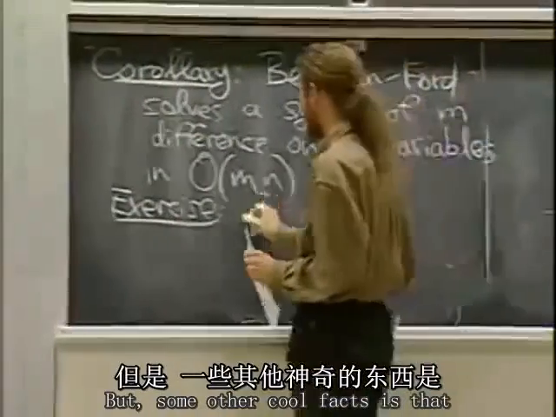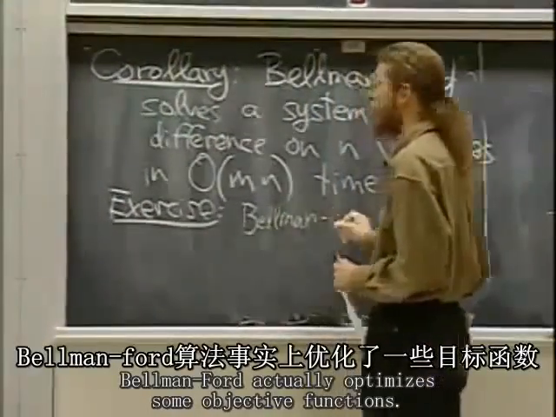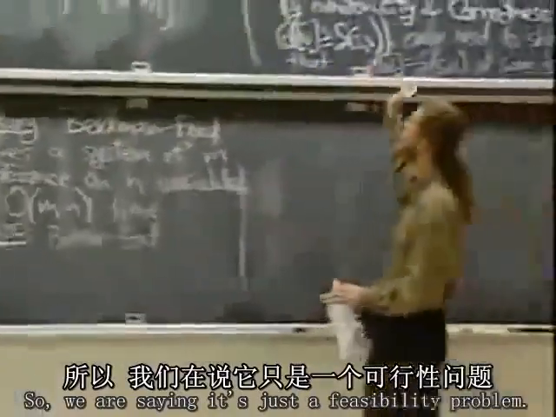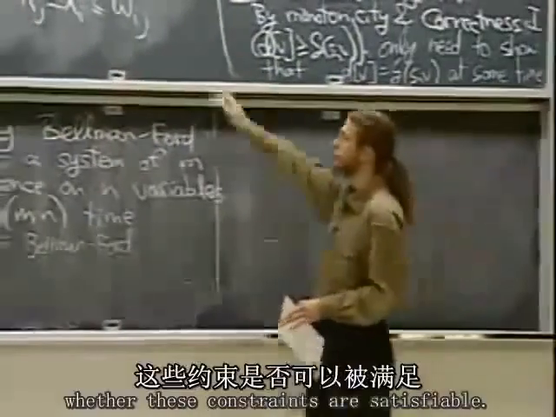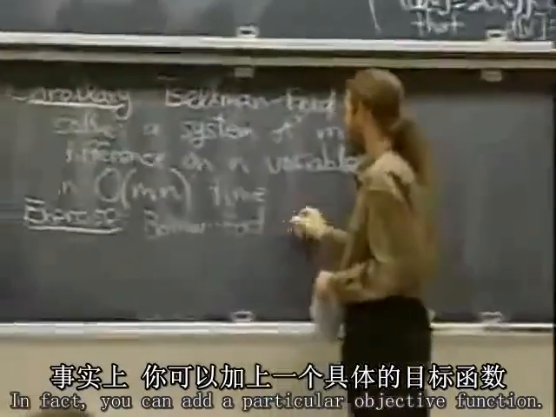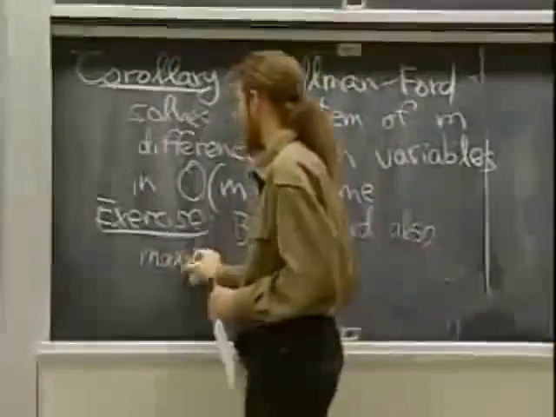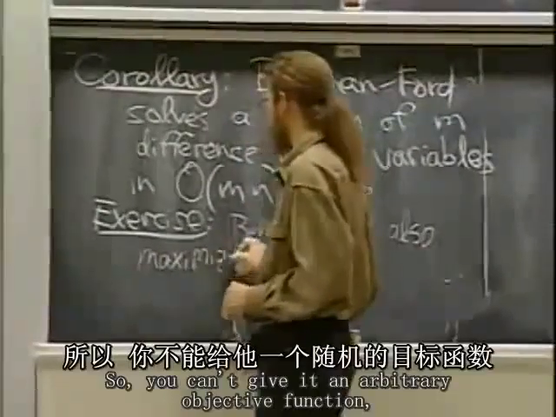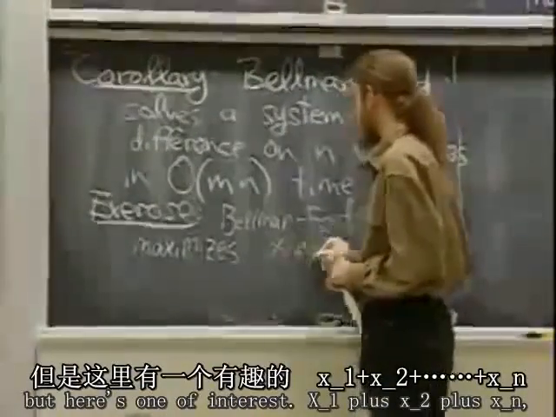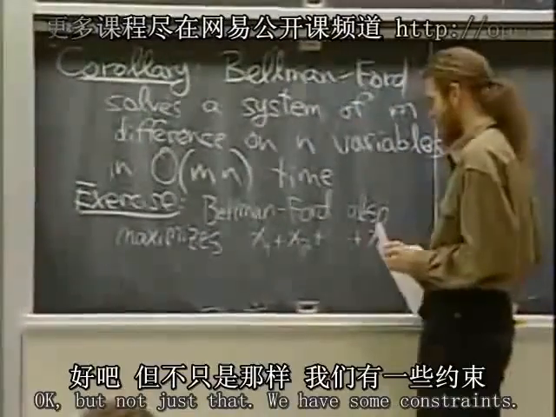But some other cool facts is that Bellman-Ford actually optimizes some objective functions. So we were saying, oh, it's just a feasibility problem. We just want to know whether these constraints are satisfiable. In fact, you could add a particular objective function. So you can't give it an arbitrary objective function, but here's one of interest. x1 plus x2 plus ... plus xn.